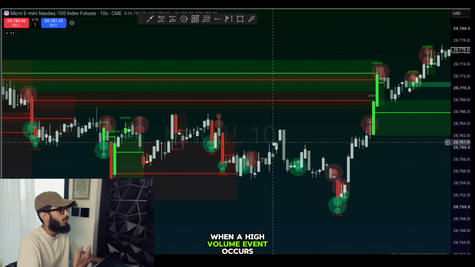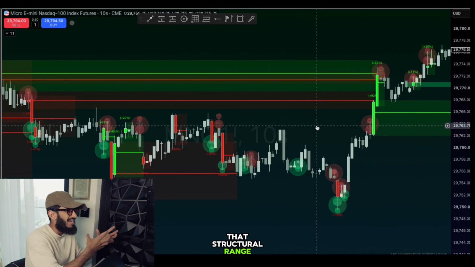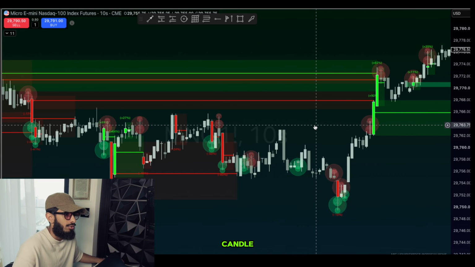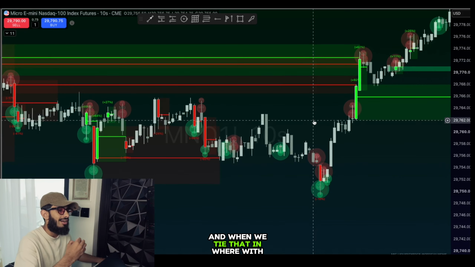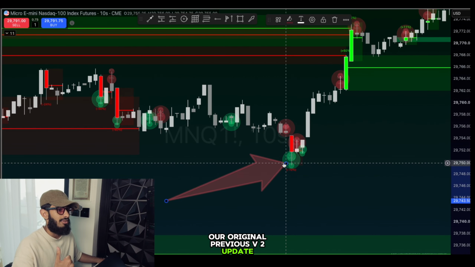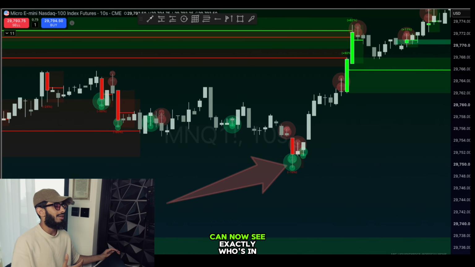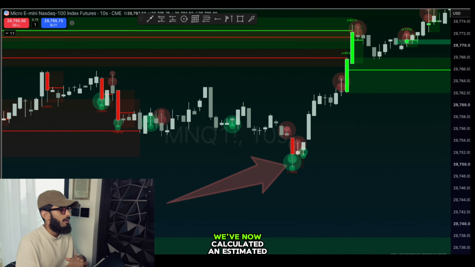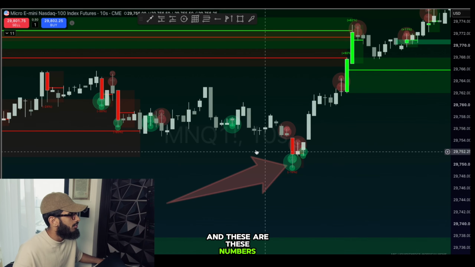When a high volume event occurs, the indicator now projects that structural range fill box directly from that candle, highlighting that exact area where the major transaction took place. And when we tie that in with our original previous V2 update, we get a really nice delta reading. There's no more guessing. We can now see exactly who's in control. We've now calculated an estimated delta percentage, and that prints right above or below the wick. And these are these numbers right here.